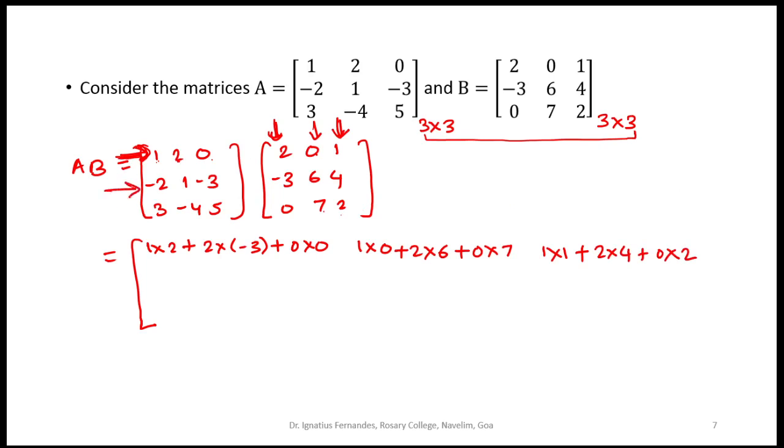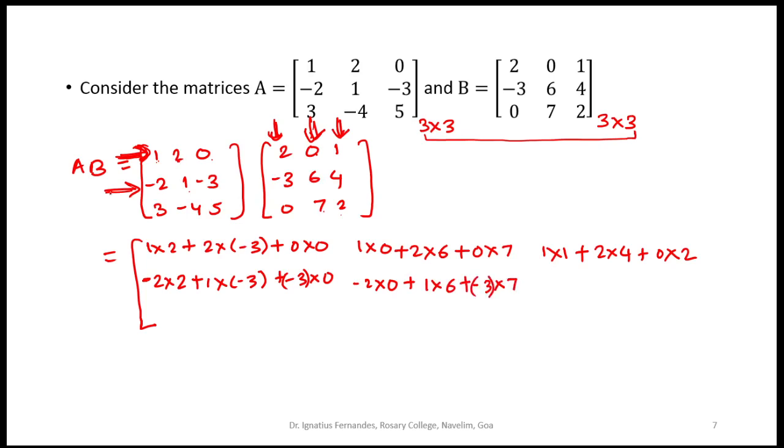Now I go to the second row of A. So second row, now I will multiply with these 3 columns. Okay, first, second and third. So minus 2 into 2 plus 1 into minus 3 plus minus 3 into 0. Next I multiply this row to the second column. Minus 2 into 0 plus 1 into 6 plus minus 3 into 7.